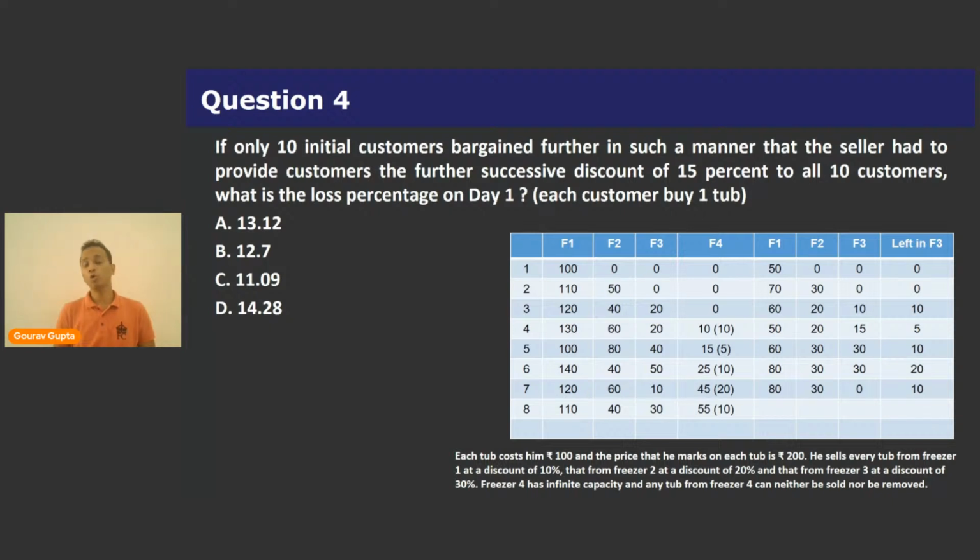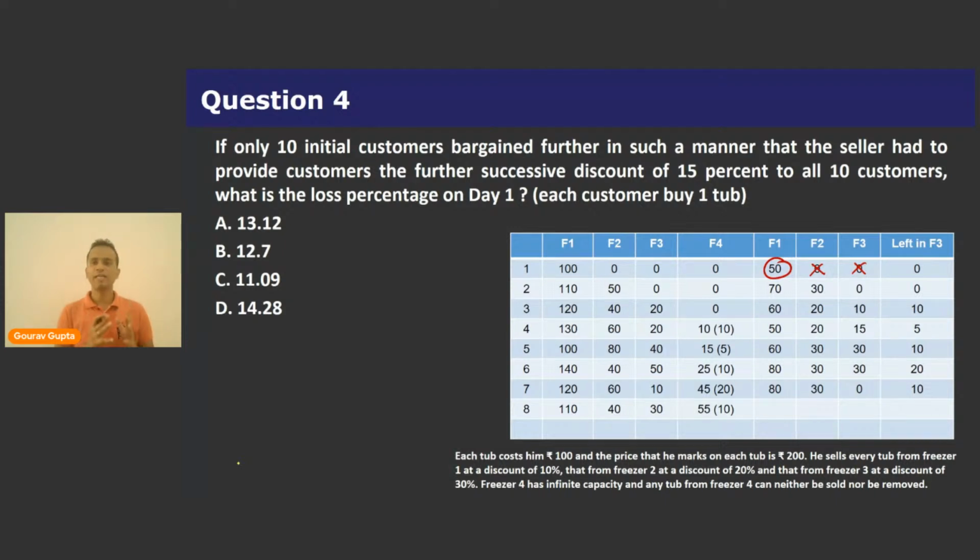So we'll have to find out the overall loss percentage on day 1, right? So that means we'll have to consider all the selling of the tubs on day number 1. As you can see, on day number 1, tubs are sold only from F1. Nothing is sold from F2, nothing is sold from F3, right? So 50 tubs are sold from F1. Every customer is buying 1 tub. It is given in the question.